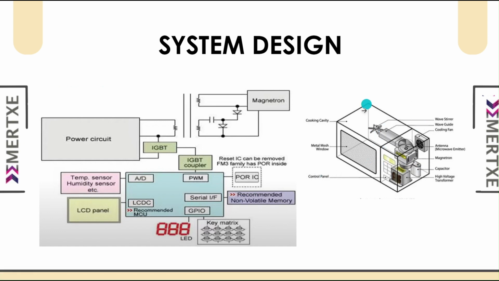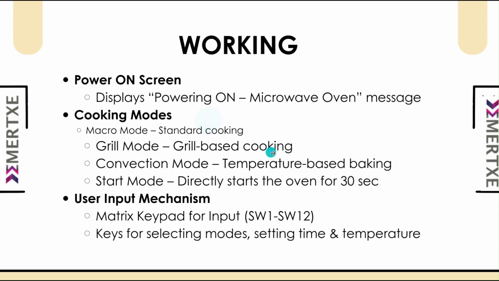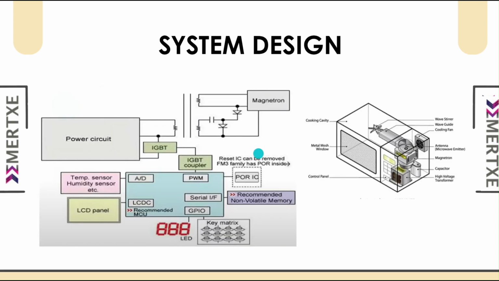Here we can see the overview of the microwave: wave stirrer, waveguide, cooling fan, antenna, micro inverter, magnetron, capacitor, and high voltage transformer. Here is the control panel. Here you can see this metal mesh window for the door. This is the cooking cavity, which helps in the microwave.